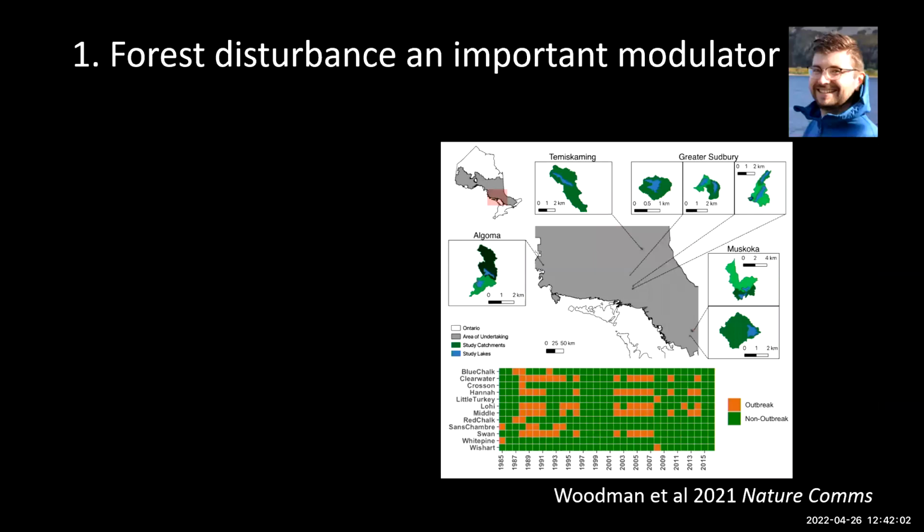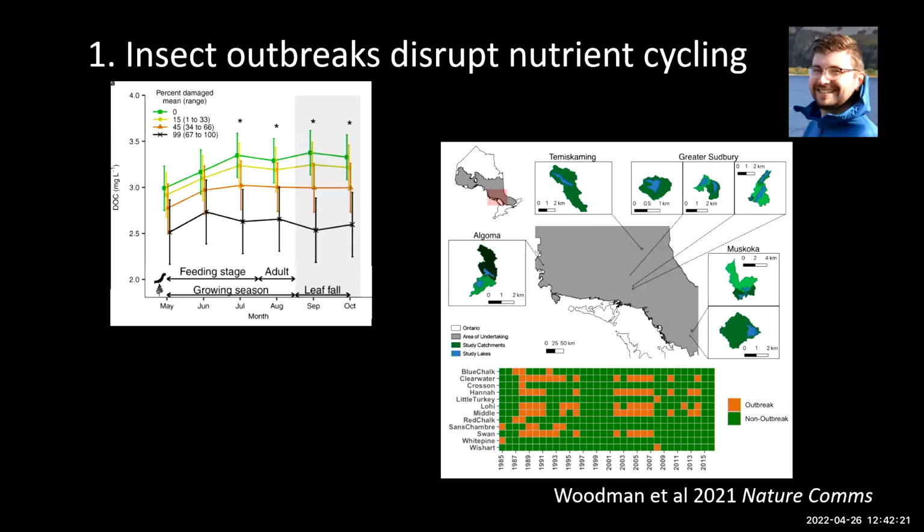And so these are in different lake catchments since 1985, the number of outbreak events. And using 4 decades of water chemistry data from partners in 12 of these lakes, we've discovered that dissolved organic carbon concentrations actually decreased by about 30% after insect outbreaks.